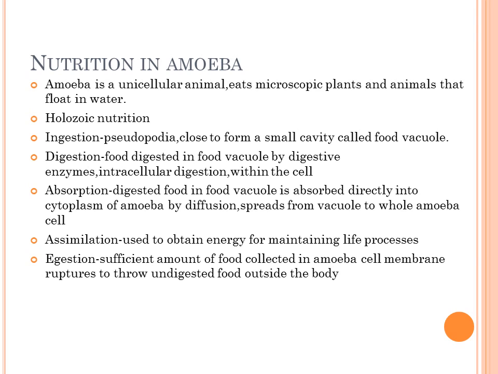Digestion is the process where food is digested in food vacuole by digestive enzyme. It is intracellular digestion as it takes place within the cell. Absorption is the process where digested food in food vacuole is absorbed directly into cytoplasm of amoeba with the help of diffusion. It spreads from vacuole to whole amoeba cell. And assimilation is used to obtain energy for maintaining life processes.